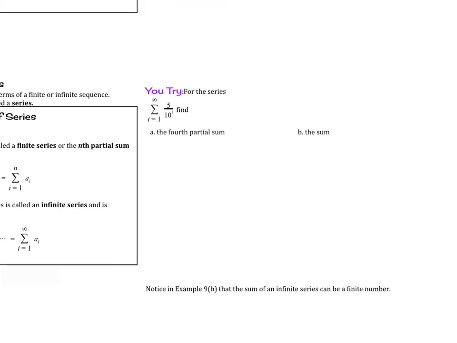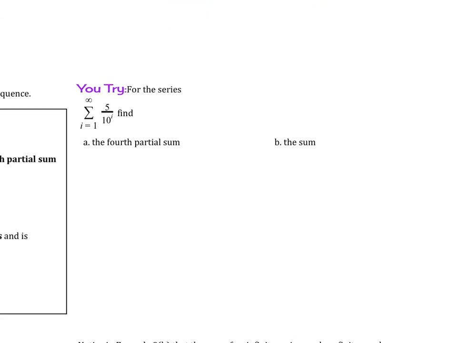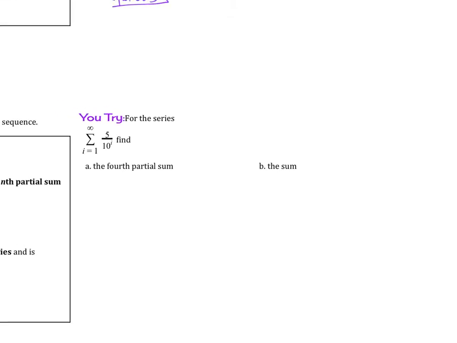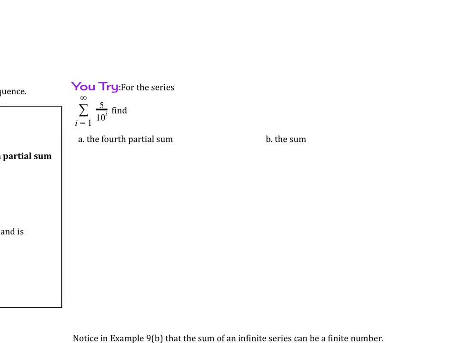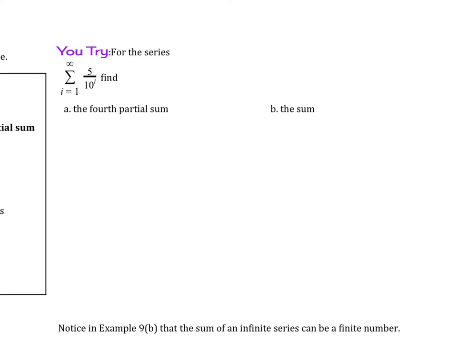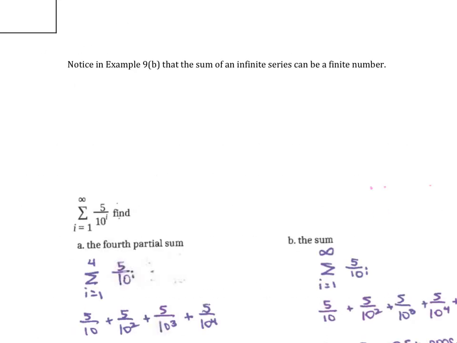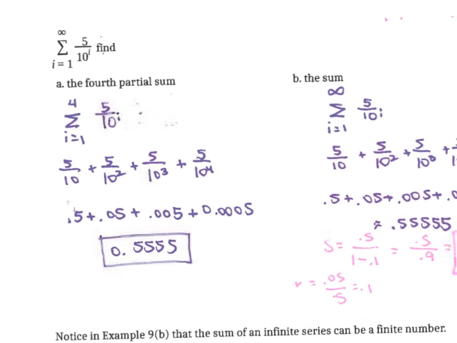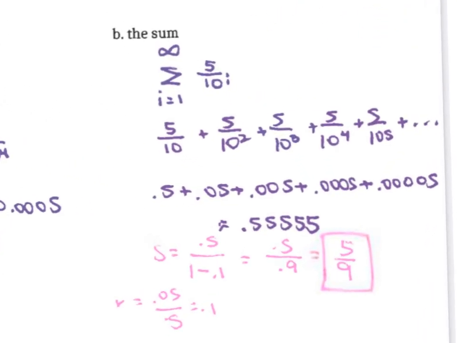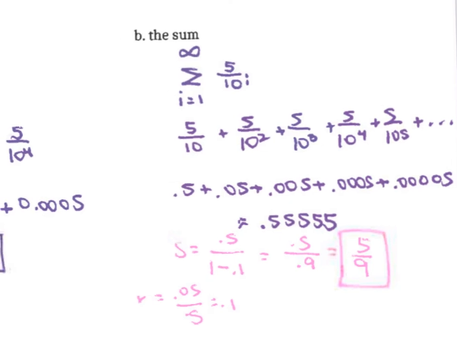We will get some formulas for that. So try out here, find the fourth partial sum, and then the sum. If you can figure out how to write it in fraction form, that would be great, but if not, that's okay. If you can at least get the decimal, that's okay for now. The fourth partial sum, you should have gotten 0.5555, and here you would have gotten 0.55555, and it, of course, continues on forever.